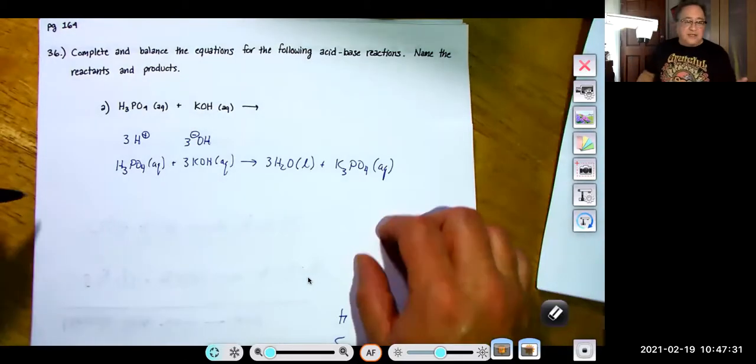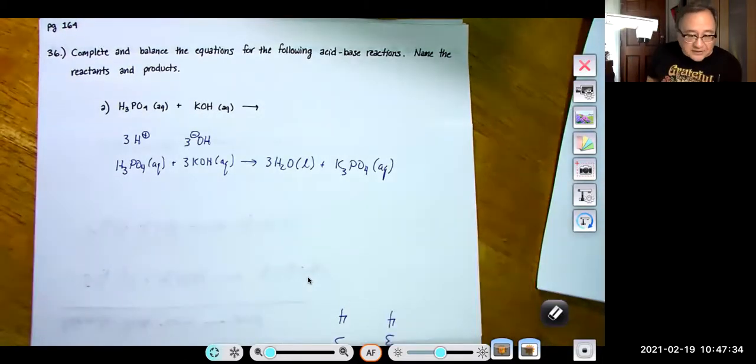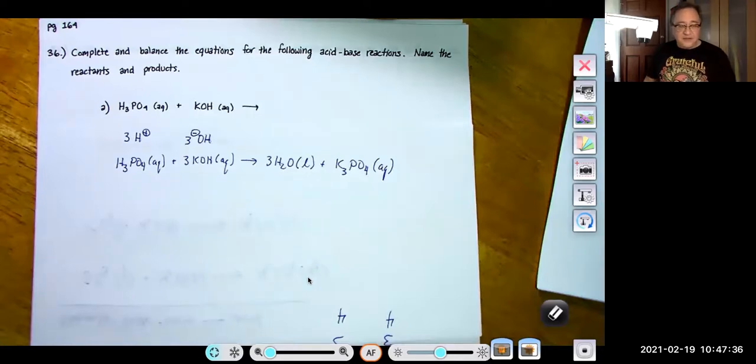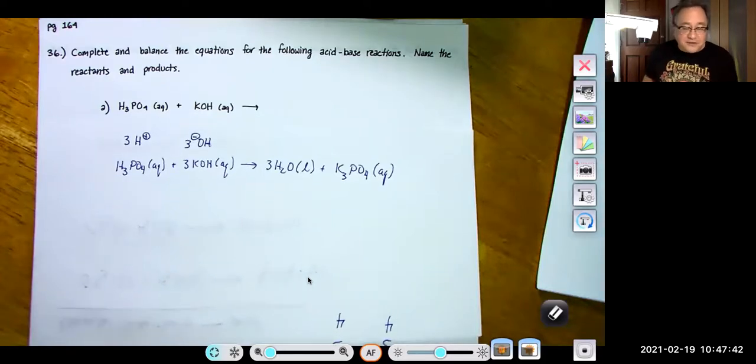So what were the steps here? Step 1, find your acid, find your base. Step 2, count hydrogens, H pluses, count OH minuses. Step 3, change the coefficients so that you have the same amount of H pluses and OH minuses. Step 4, that's how many waters you get. Step 5, the rest of the ions form the salt.